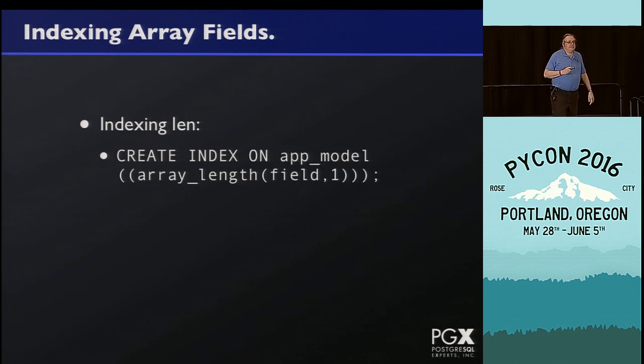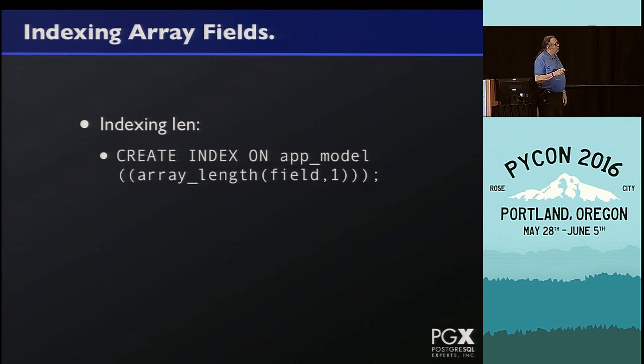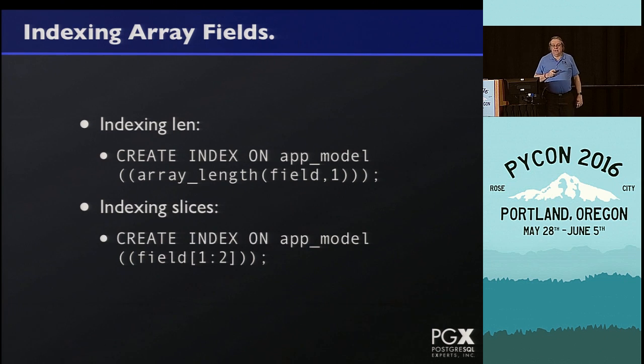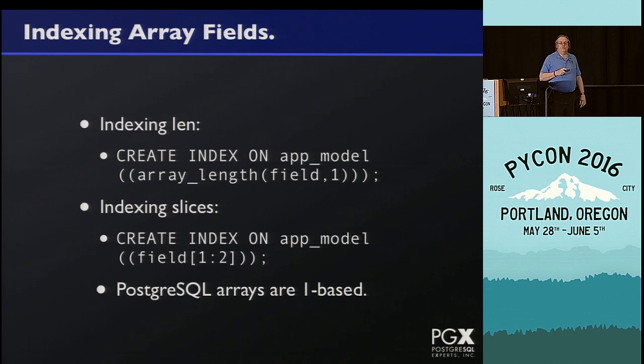So if you need to index the length operator, you can create what's called a functional or an expression index in Postgres, which is an index on the array length operation itself. And if you're doing lots of stuff on a particular slice, you can index the slice. Note, remember, Postgres arrays are 1-based, unlike Python lists, which are 0-based, because it was the 90s. It made sense at the time.